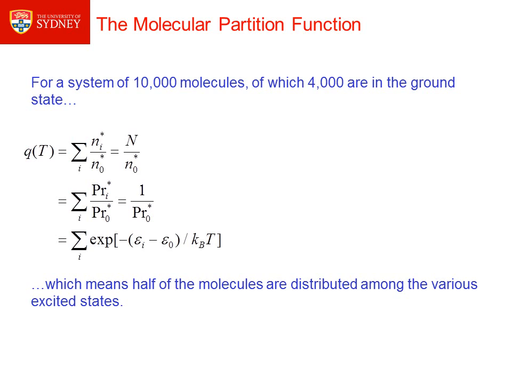The number of molecules in the ground state, N0 star, is 4,000. So the partition function is N over N0 star, or 2.5. Equivalently, the probability that a molecule is in the ground state is 0.4, so the partition function is 1 over 0.4, or 2.5. Again, only a few energy levels are occupied. 40% of the molecules are in the ground state, of course, and the rest are distributed into a few of the lowest energy excited states.